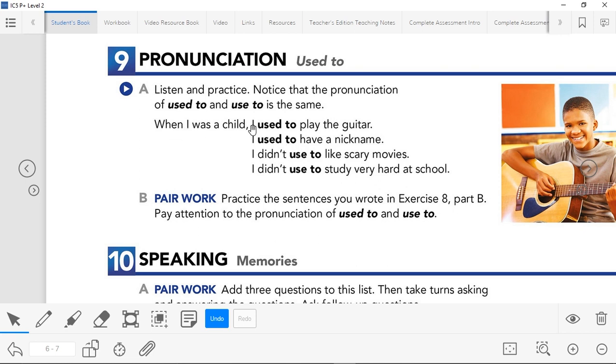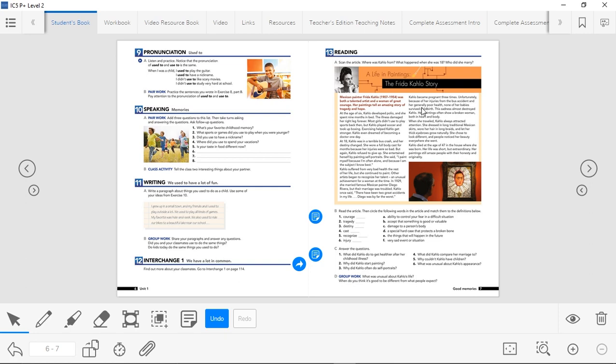When I was a child, I used to play the guitar. I used to have a nickname. I didn't used to like scary movies. I didn't used to study very hard at school. So it's quite easy. It's just used to. Okay? It's the same for both of them. Very good. Now let's go to the last part for today.